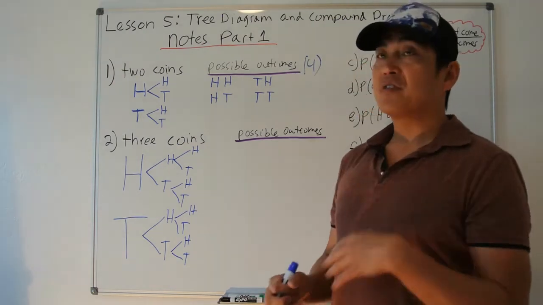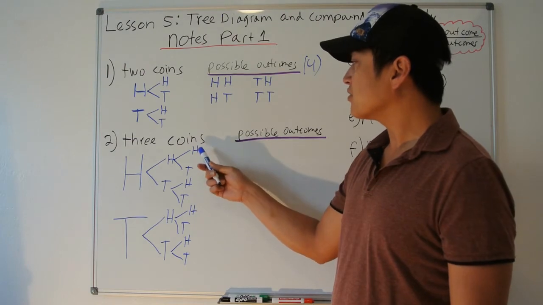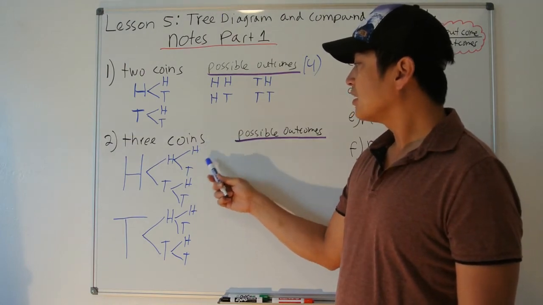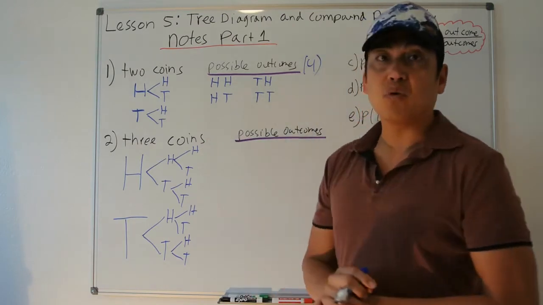Alright, now if there's a 4th coin, then you have to do 2 more branches for each one of them. So heads, tails, and so on. Again, it'll be part of your assignment to do 4 coins.